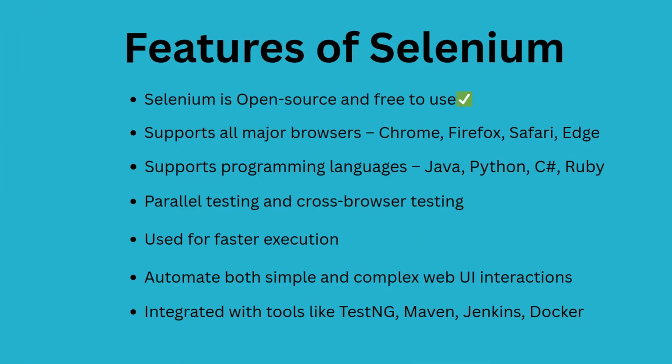Key features of Selenium. Here are some amazing features of Selenium. Selenium is open source and free to use. It supports all major browsers like Chrome, Firefox, Safari, Edge. Selenium supports multiple programming languages like Java, Python, C#, Ruby. As we have seen earlier, we can do parallel testing and cross-browser testing, used for faster execution. You can automate both simple and complex web UI interactions. Selenium can be integrated with tools like TestNG, Maven, Jenkins, Docker.